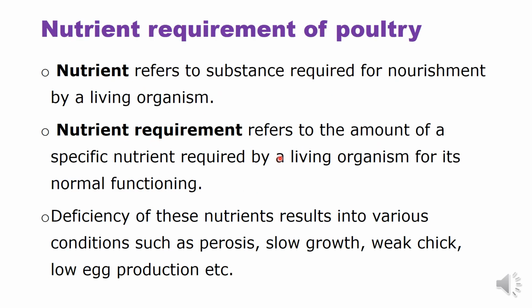These nutrients are required in different amounts by different birds, depending on the stage of growth. For example, the young ones require a specific amount different from the older ones. Deficiency in these nutrients results in various conditions. For example, slow growth, weak chicks, low egg production, and others.